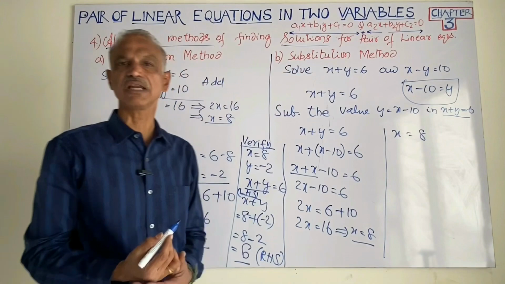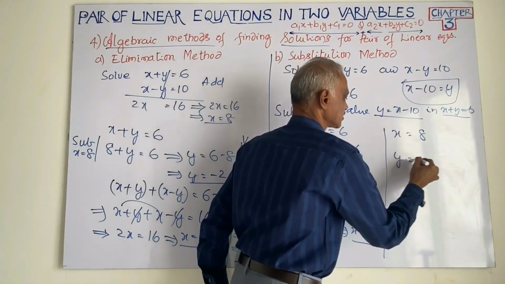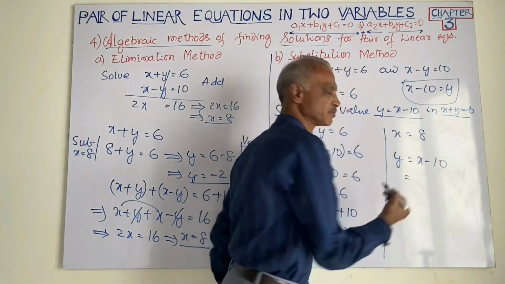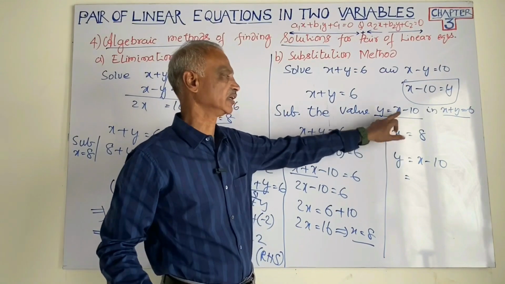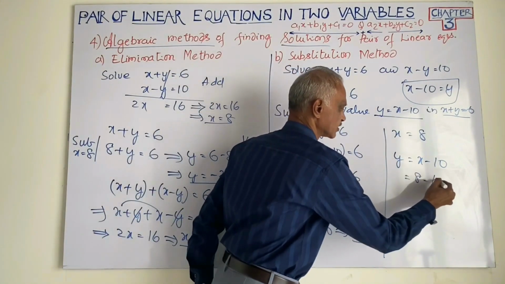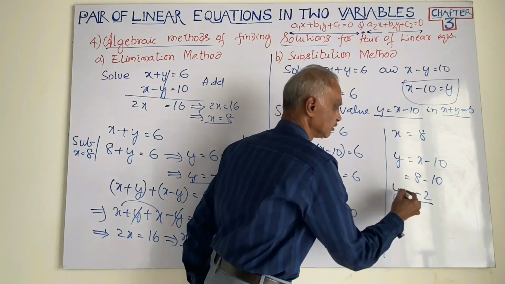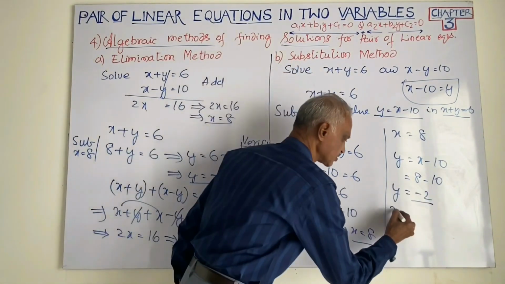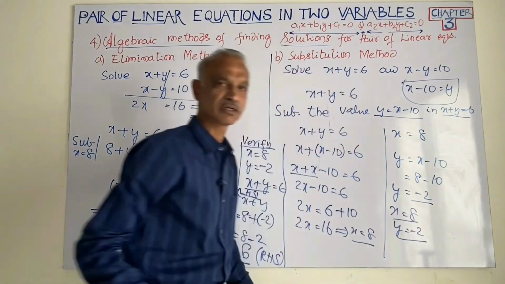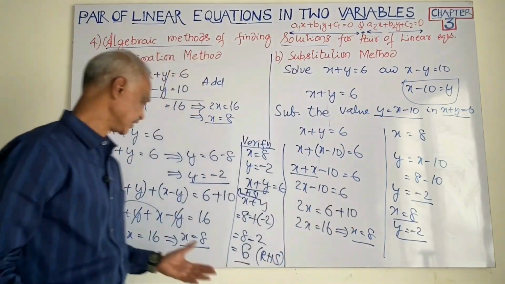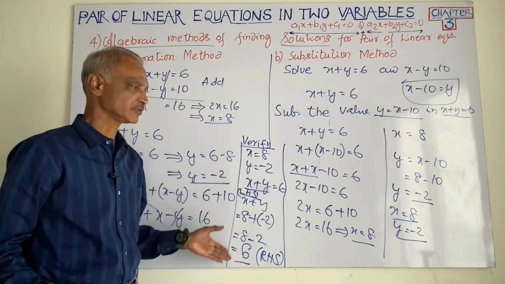We have to find the value of y. Anyway, we have y is equal to x minus 10. You substitute the value of x is equal to 8 here. See, 8 minus 10. You are getting minus 2. What is the value of y you got? Minus 2. Like that, x is equal to 8 and y is equal to minus 2 you got. Anyway, you can verify like this. Verifying like this, verification. Like this you can do.